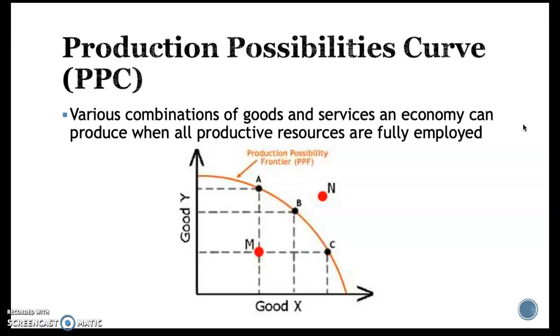Now, as we look at productive resources, we need to understand how they relate to what producers will then make, which leads us to what's known as the production possibilities curve, also known as the PPC. Now, the production possibilities curve is shown here on this slide. It includes various combinations of goods and services that an economy can produce when all productive resources are fully employed. So the curve that you see here, the orange line, shows an economy using all of its available resources to produce different combinations of goods and services.